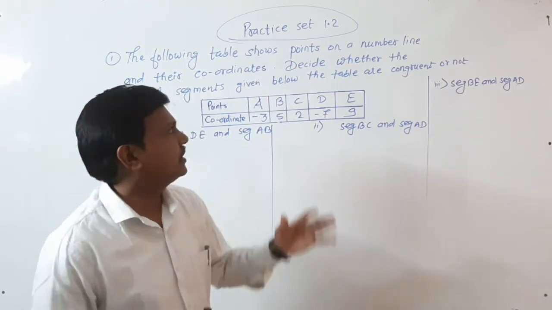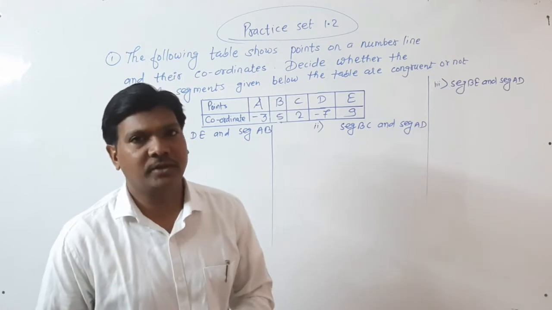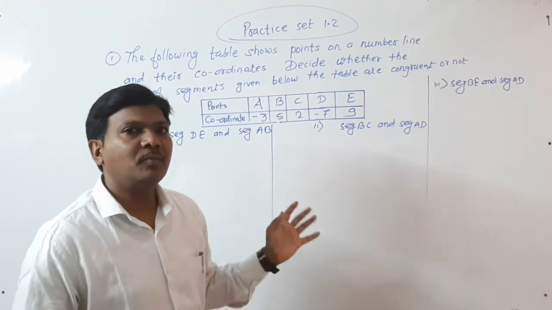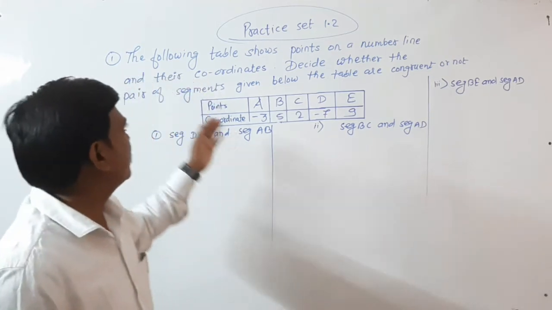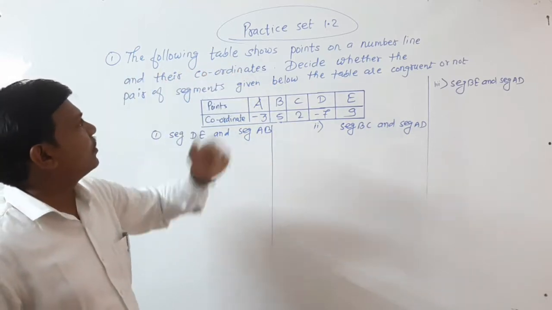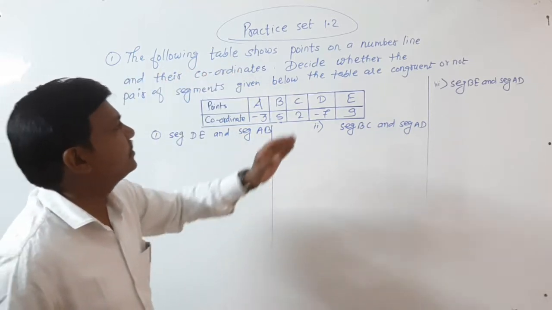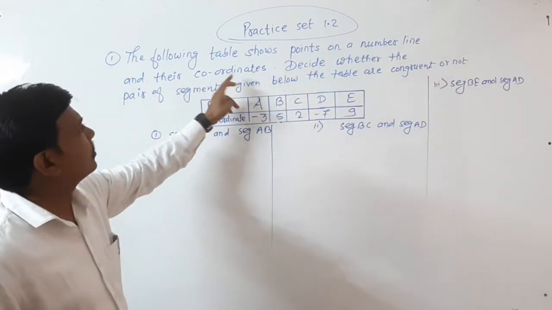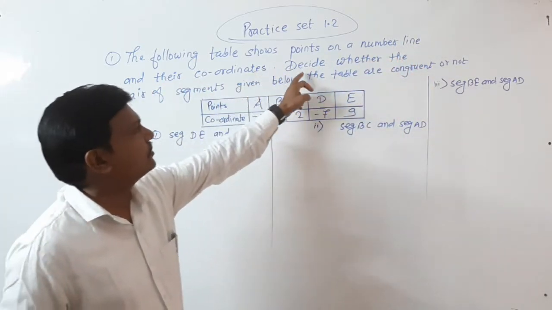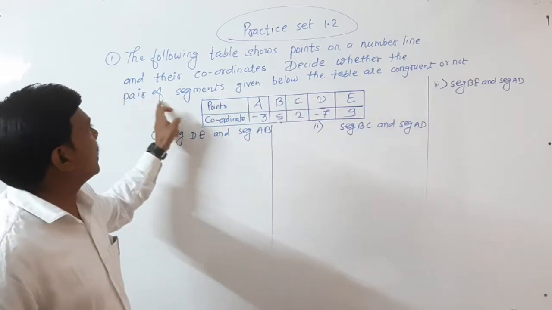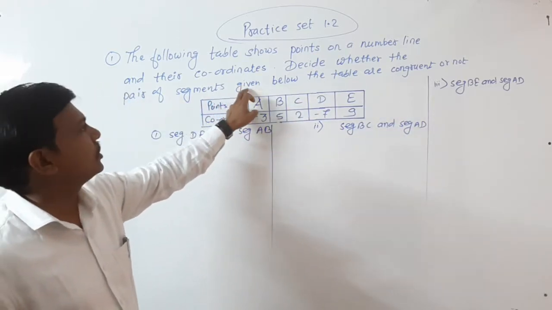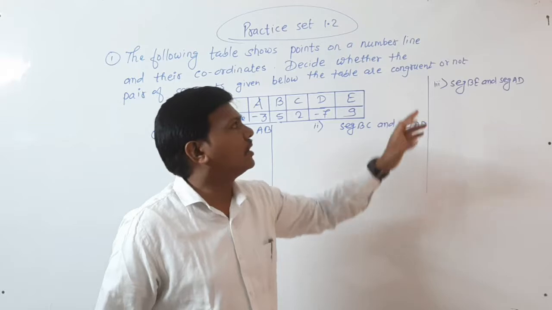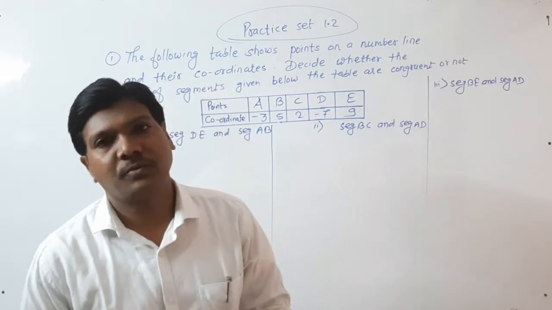So student, here the question is given. First we read the example carefully. See, the following table shows points on a number line and their coordinates. Then decide whether the pair of segments given below the table are congruent or not.